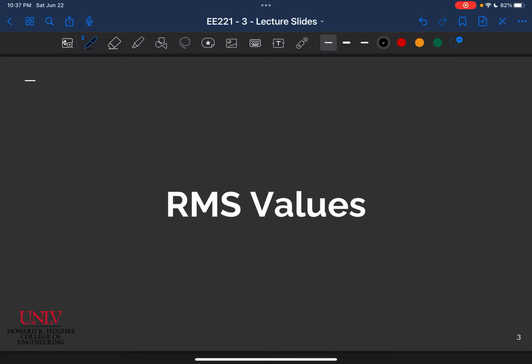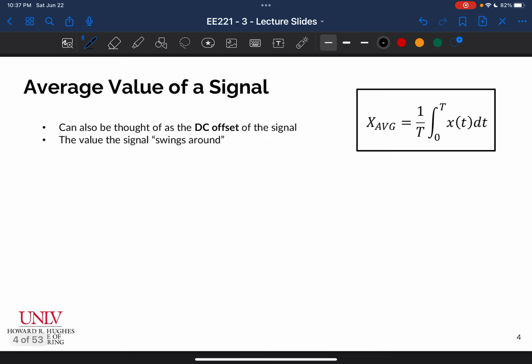All right, so let's go ahead and get started with this lecture on RMS values. First, I need to talk about something called the average value of a signal, which leads me into the reason why we use RMS values to begin with. But basically, the average value of a signal.